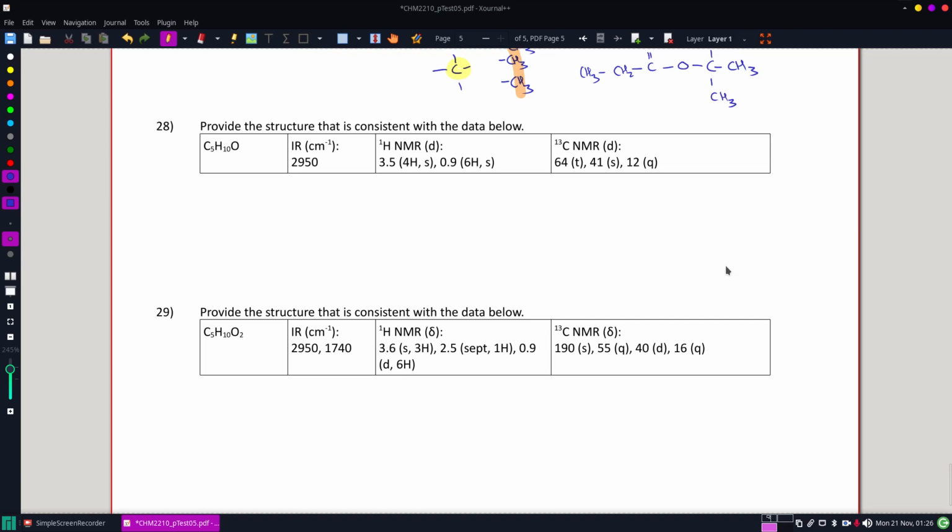28. C5H10O. Just going to have one element of unsaturation. It's just showing alkanes. So the O is probably then an ether. I got nothing that says carbonyl. Well, I don't have a lot here though.